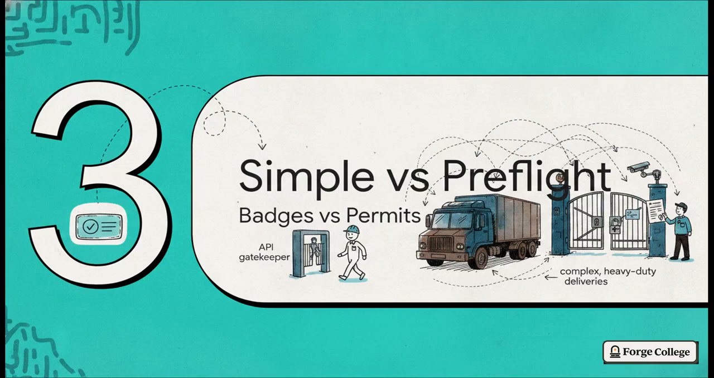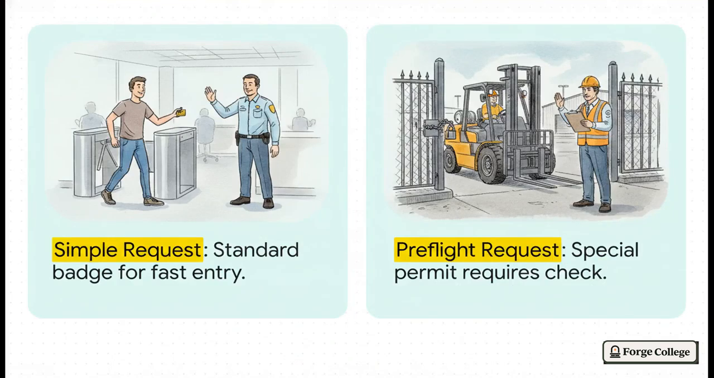Which brings us to Section 3, Simple versus Preflight Requests, Badges versus Permits. So our API gatekeeper basically has to juggle two distinct flows here. First is the simple request. Think of this as a visitor flashing a standard ID badge. It's a basic GET request with standard headers, and it gets them fast, frictionless entry. The gatekeeper just glances at it and waves them right through.